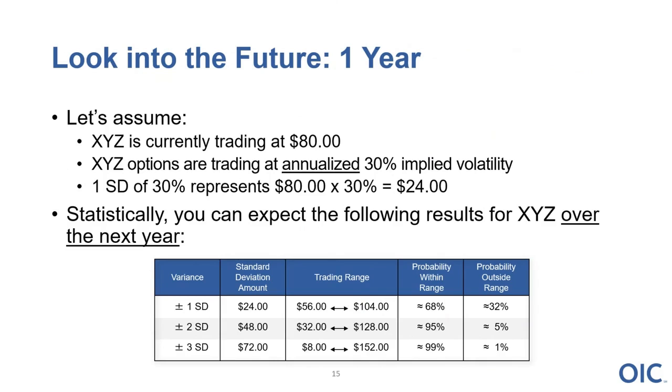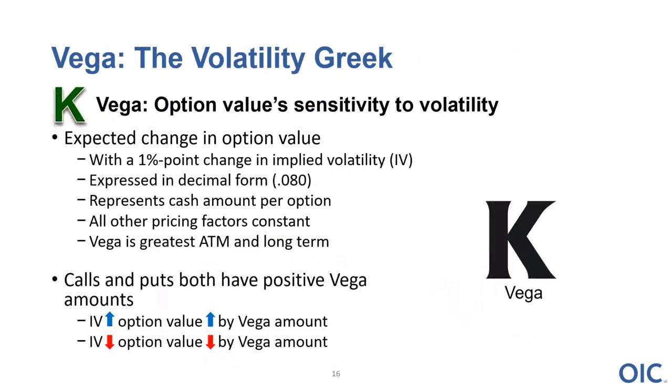I said earlier, there's a way to take an implied vol level and start to investigate if this vol level changes, what's that going to mean for my option's price? This is Vega, the volatility Greek, specifically the option value's sensitivity to changes in volatility levels.